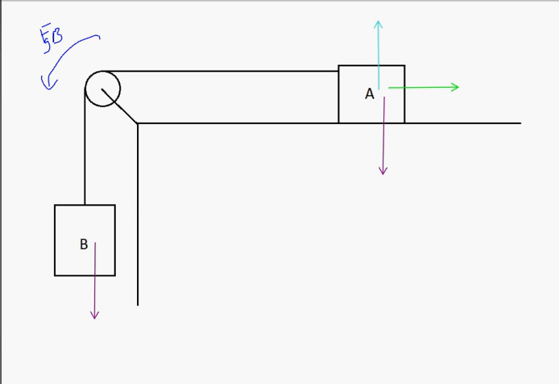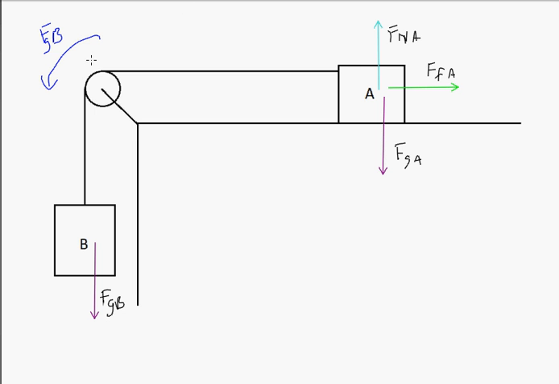Well, let's put in some of our stuff and label things. You have your FGB, that pulls us down. Here you have the normal force of A. Here you have the force of gravity of A. Here you have a friction force because A is sliding across a surface. We'll call it FFA, the force of friction of A sliding across the surface.